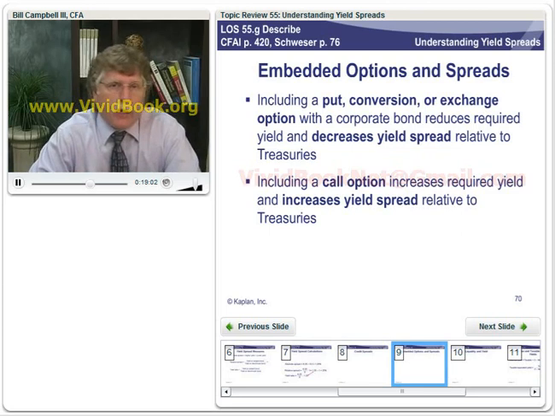If you have a bond with embedded options, that too could affect the credit spread. If you have options that favor the bondholder, these would include a put option where you could require that the issuer repurchase the bond, or a conversion option where you could convert the bond into, say, shares of stock, or an exchange option where you could exchange the bond for shares of stock. That tends to decrease the yield spread.